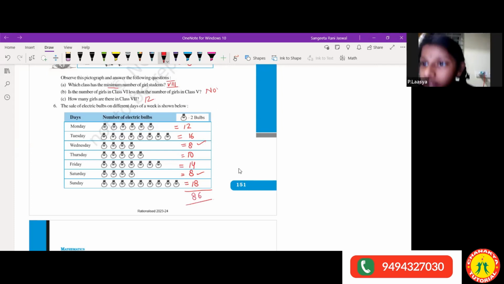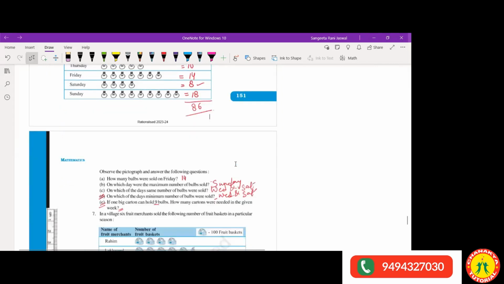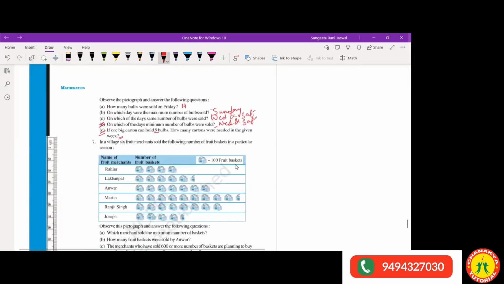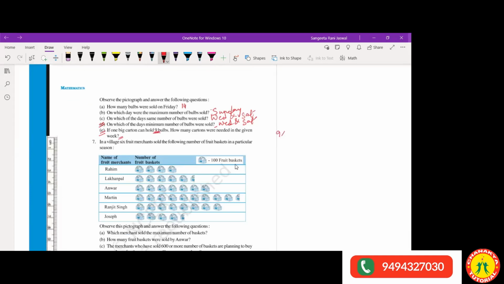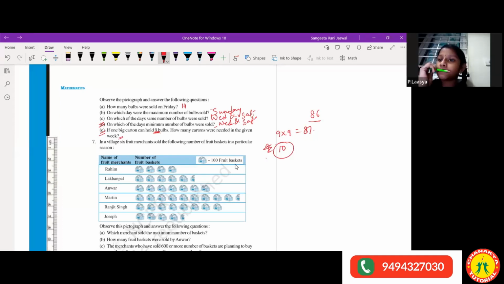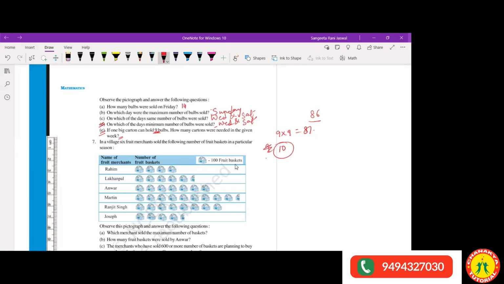The total is 86. And the question is saying that one carton can hold 9 bulbs. So that means 9 into 9, that means 81. But we have 86 bulbs. So that means in 9 cartons, 81 bulbs can be put inside, and the remaining 5 bulbs will come in the 10th carton. So how many cartons are required? 10. You got it? Understood? So 10 cartons are required. The 10th carton will hold only 5 bulbs.